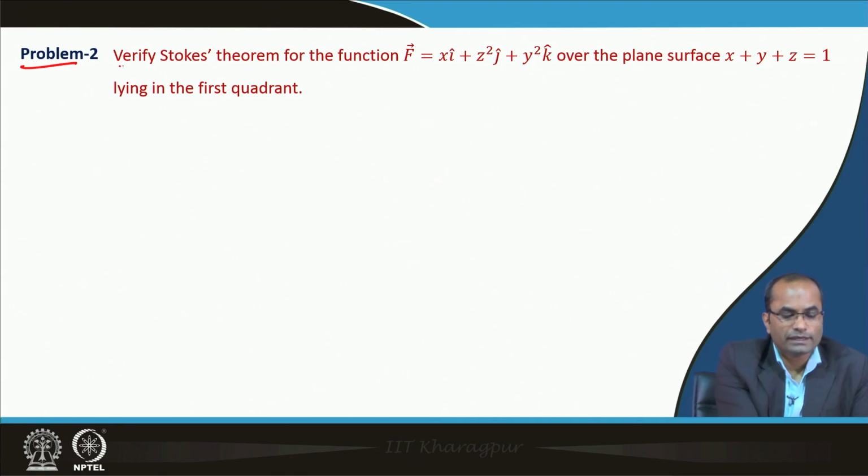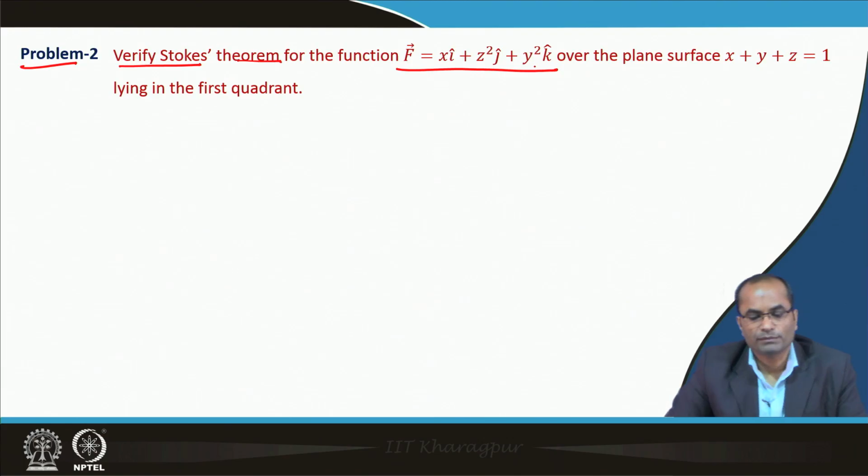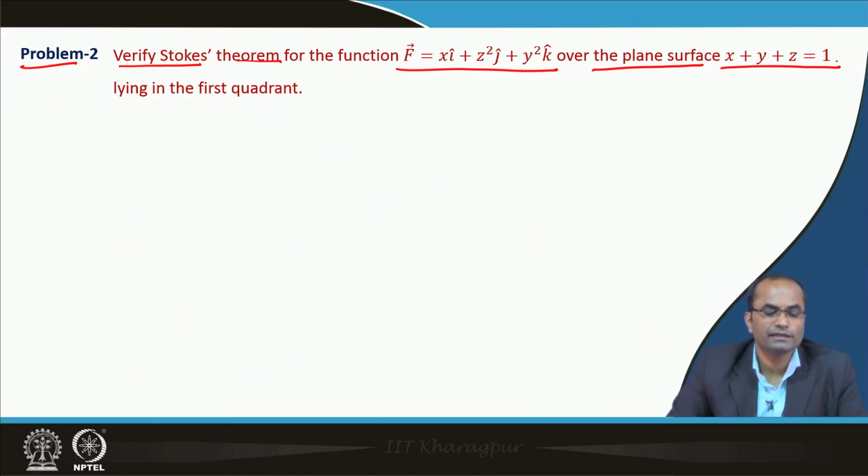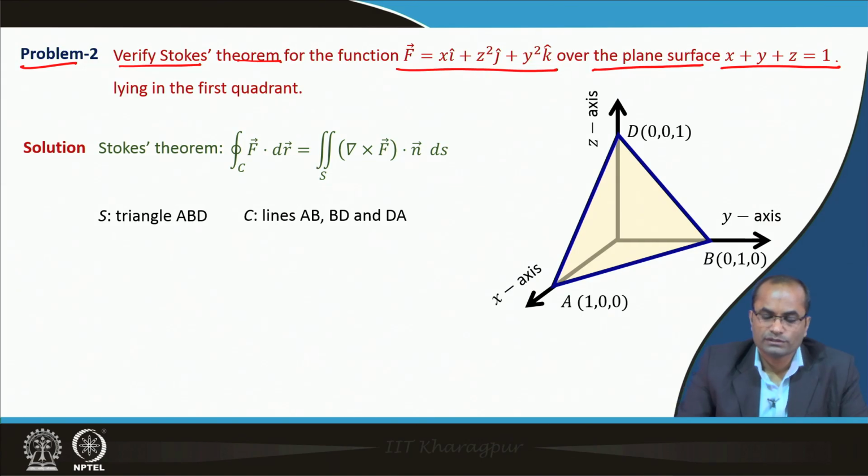Another problem here, again we will verify the Stokes theorem, but now the function is a bit more complicated. The vector field is x i, z square j and y square k, and we will take it over the plane surface x plus y plus z equal to 1, lying in the first quadrant.